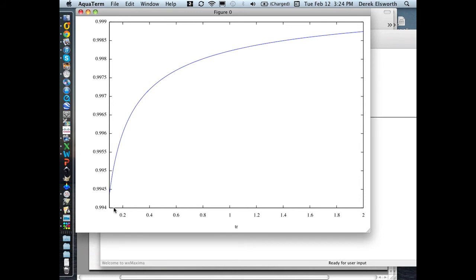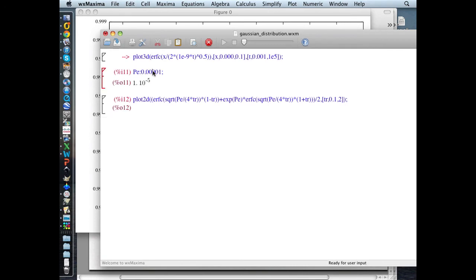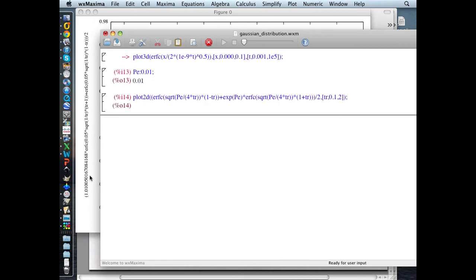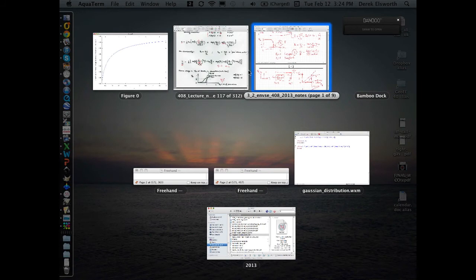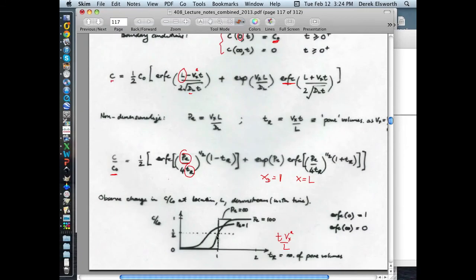I don't know how to force it to do it for a full range, but I suppose I could make this a more reasonable number. So 100th instead of 10 to the minus 5. And if it plots the whole thing, well, it doesn't, right? This is 0.82 now. And so the important thing to know from this is that these arrivals, which are shown here in this little cameo, progressively occur earlier and earlier as you get diffusion-dominated flow.